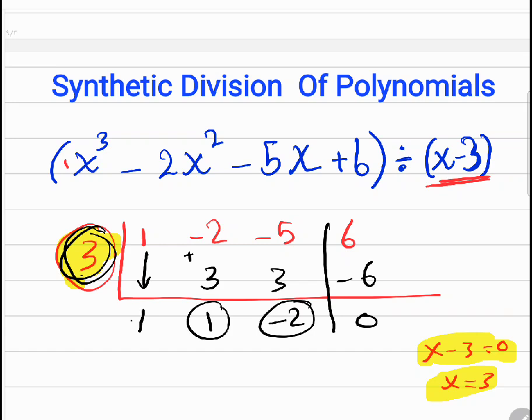If the remainder is 0, that means that this is a factor of this function, which means 3 is one of the zeros. If you don't get a 0 here, then this is not a factor. It's not factorable by x minus 3. But if you do get a 0, this function is factorable by x minus 3. So something to keep in mind.